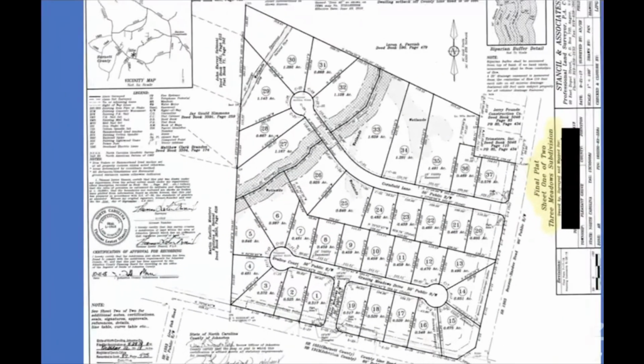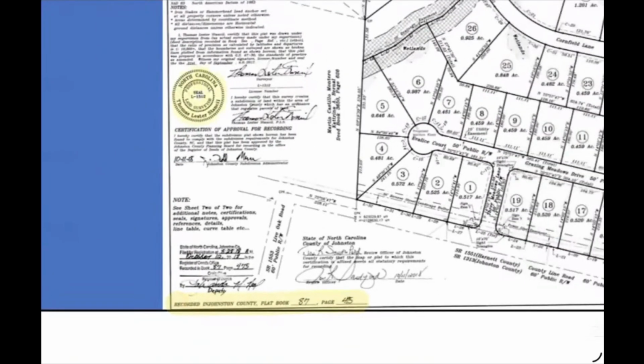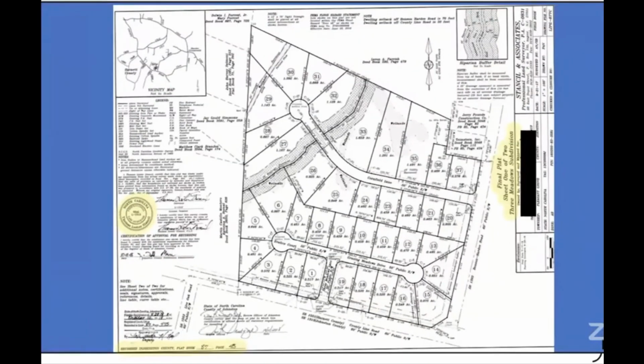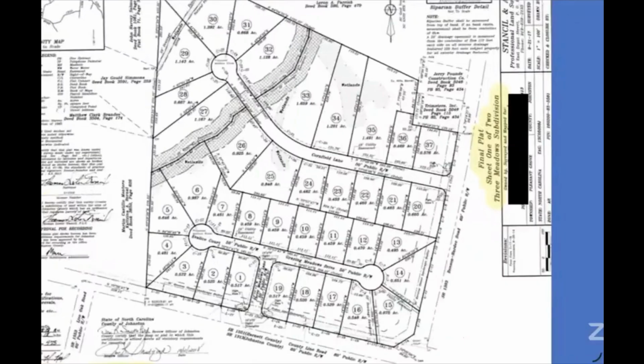In fact, you can see, even though this is North Carolina, here's where it was recorded in Johnston County, Plat Book 87, page 4 and 5. This is a plat that also has a seal on it from a surveyor. And a plat is a fancy name for a subdivision map. That's a plat. It's a map. It's meets and bounds again. It's meets and bounds of all of the lots in this subdivision.